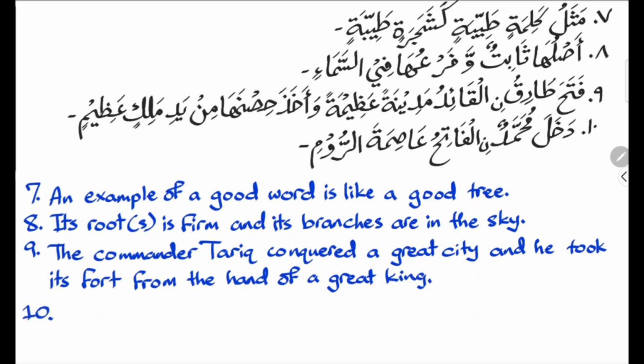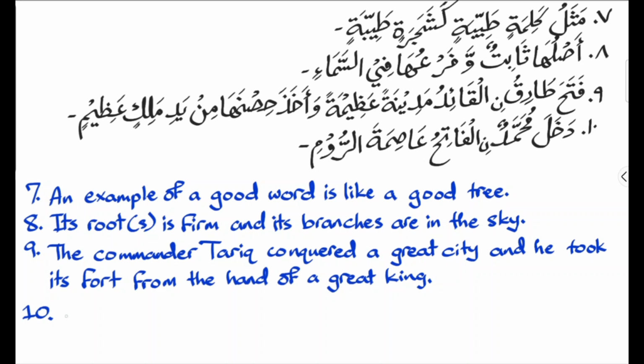دخل محمد الفاتح عاصمة الروم. دخل, entered, that's a fail. محمد الفاتح, Muhammad is موصوف, الفاتح is صفة, adjective. Muhammad is the thing being described, the person being described. Both of the موصوف صفة محمد الفاتح combine to become the fa'il. And then we have عاصمة الروم. عاصمة is مضاف, الروم is مضاف إليه. Both of them combine to become the مفعول. So دخل is فعل, محمد الفاتح is فاعل, عاصمة الروم is مفعول.